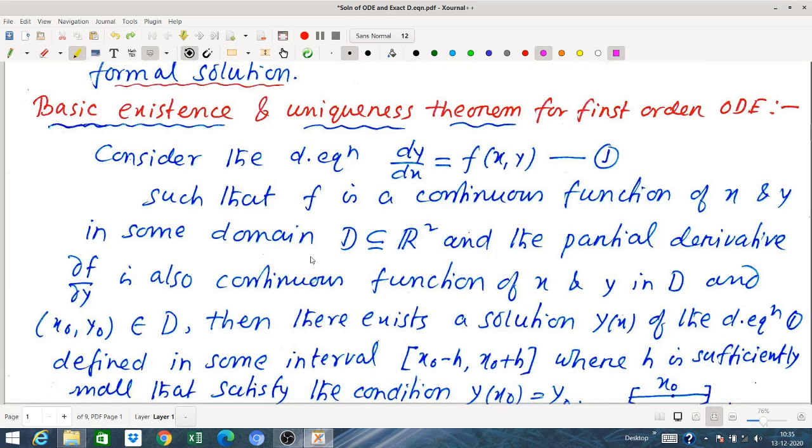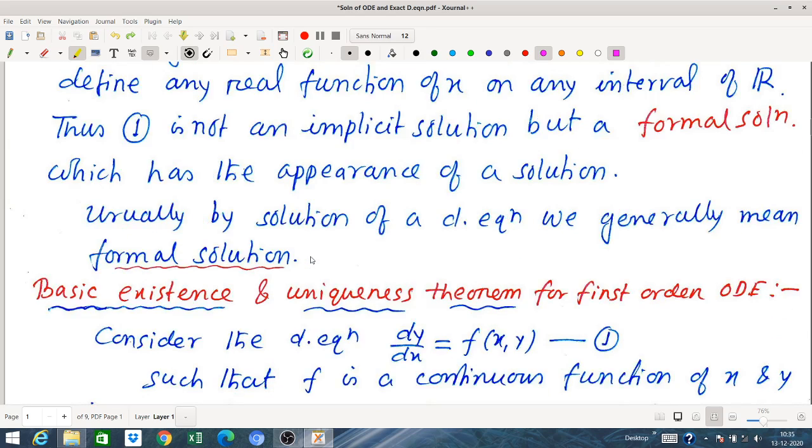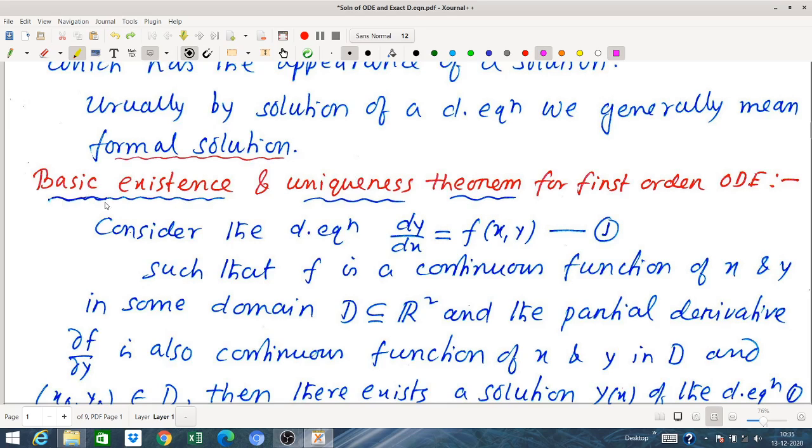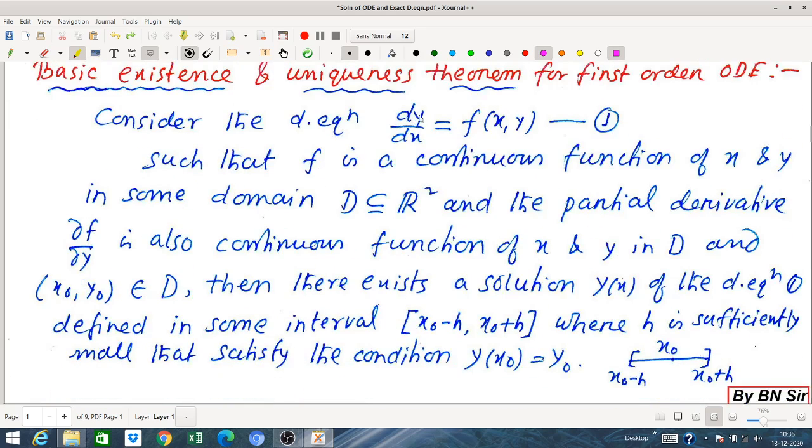Now the question may arise: under what condition will a real solution exist instead of this formal solution? So this is only a statement. We are stating the basic existence and uniqueness theorem for first order ODE, ordinary differential equation. Consider the differential equation dy by dx equal to f of x, y, such that f is a continuous function of x and y in some domain D. D is a subset of R square.